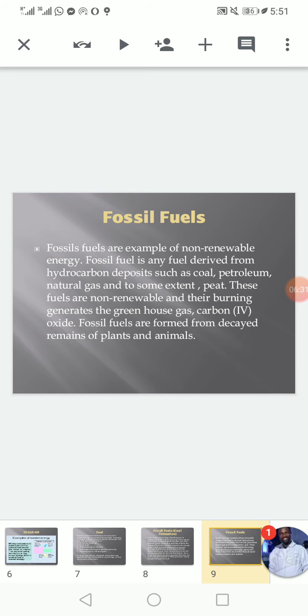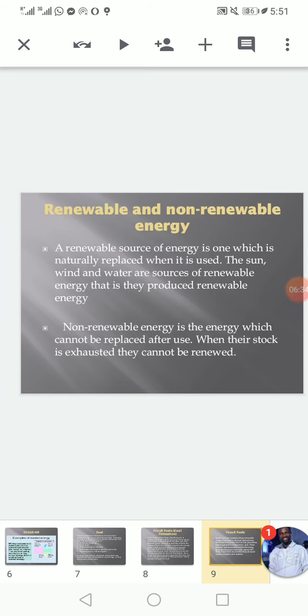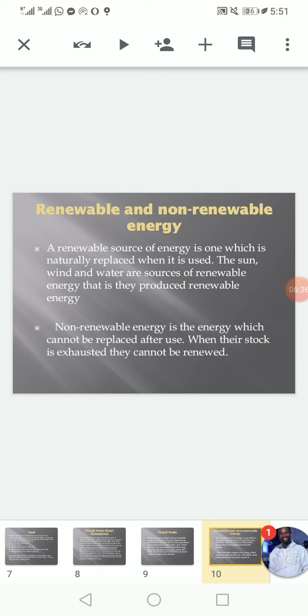So fossil fuels are formed from the decay of plant and animal. So let's look at renewable and non-renewable energy. A renewable source of energy is the one which is naturally replaced when it is used. The sun, wind, and water are sources of renewable energy. That is, they produce renewable energy. Non-renewable energy is the energy which cannot be replaced after use, but their stock is exhausted that cannot be renewed.